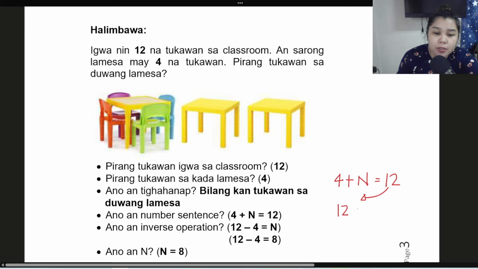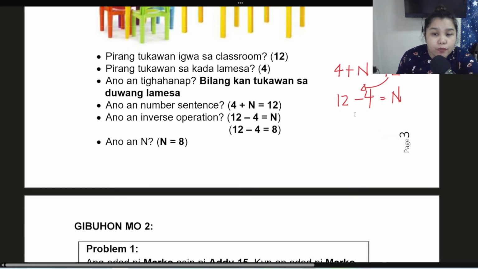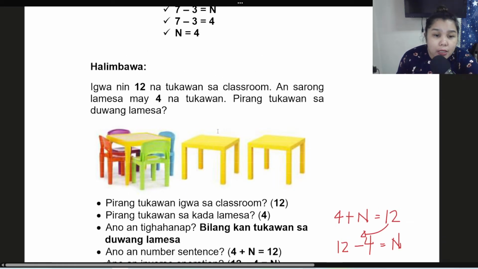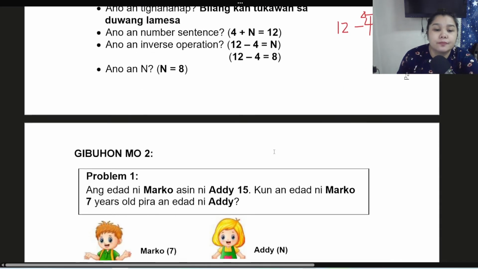12 minus 4 equals n, because the n should be at the end. And then, when it's an inverse, even the operation should be changed. So from addition, it became subtraction. That's why we have 12 minus 4 equals 8. If you take a look at the illustration, we still need 4 more chairs here. So the answer is 8.